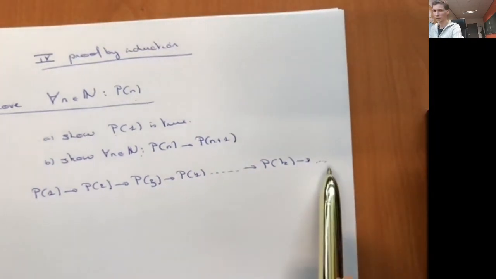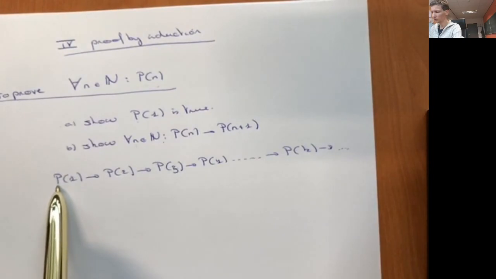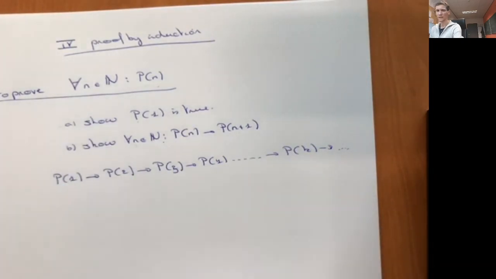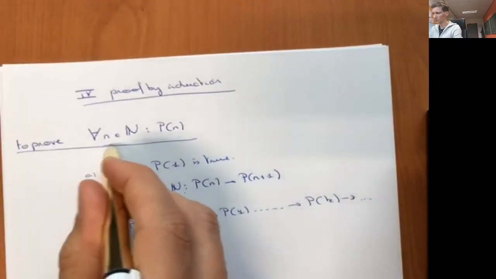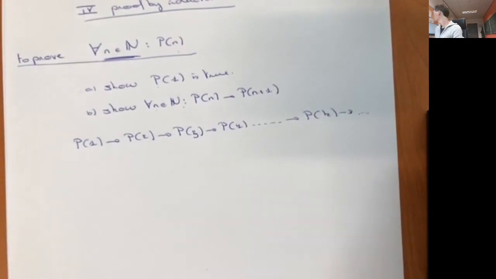Right? So for every n I can think of, I can go back along this entire chain. I know the first one is true, so the second one is true, so the third one is true, so the fourth one is true, and so on. So basically I have shown it for all natural numbers n. Okay, so this is the proof by induction.